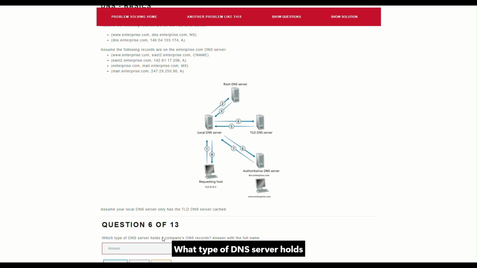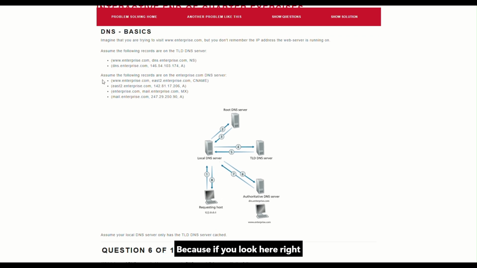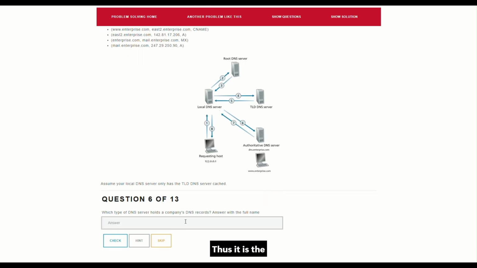What type of DNS server holds the company's DNS records? It is the authoritative DNS server. Why? Because if you look here, in the enterprise.com server, which is the authoritative DNS server, it has their main website, their East Enterprise website with an IP address for the location, then the name of the enterprise and its mailing address for where the mail goes, and then where the mail DNS server is located. So that is important. Thus, it is the authoritative DNS server.